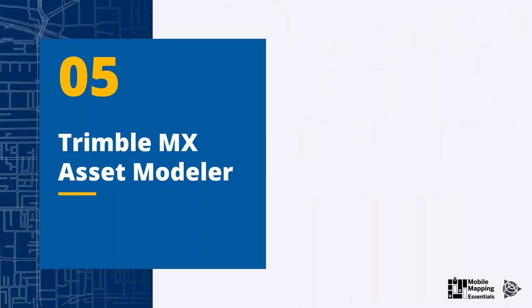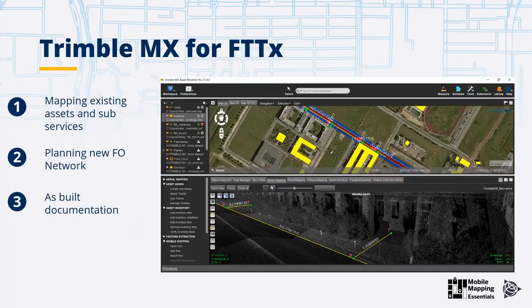That was the part of the data acquisition, making use of mobile mapping. Let's see then how the data collected by this mobile mapping platform goes into our office software. The first software here is Trimble MX, which is very useful, for example, for the planning of your fiber optic network project.